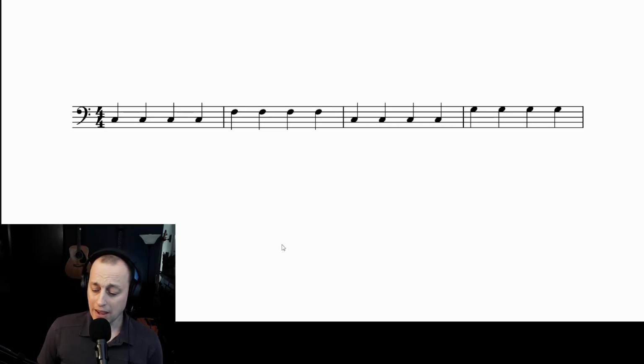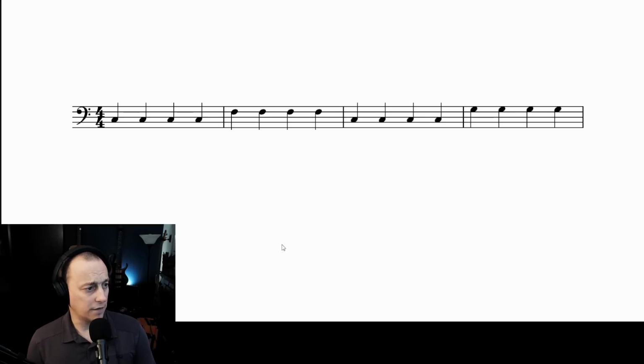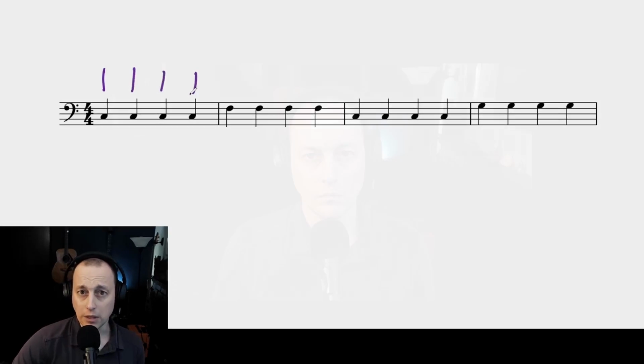Here's what it looks like on the page. I have here written out the very, very simple bass part for this lovely song we have. And each one of these is a quarter note, and in this song, it's where we're tapping our foot. So each of these notes is the start of a downbeat. So what's not a downbeat? That's all the space in between.